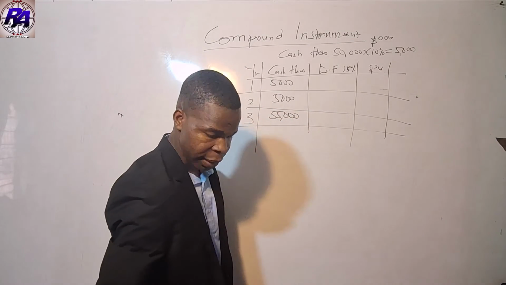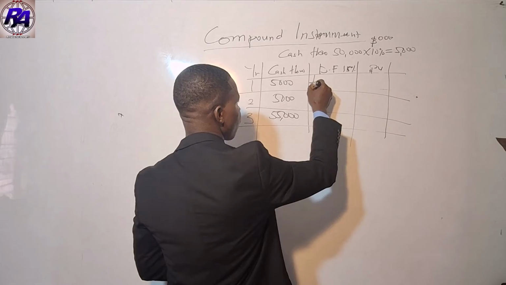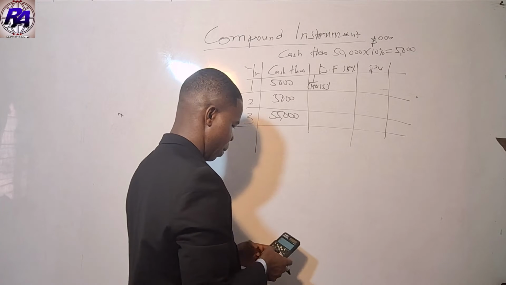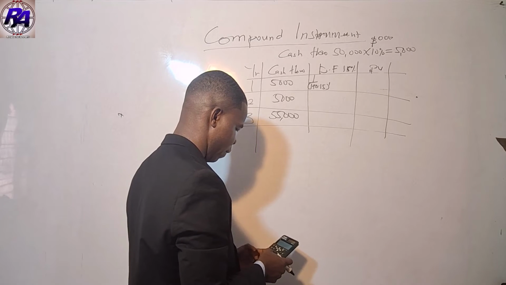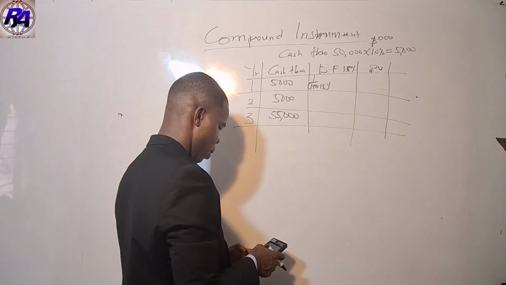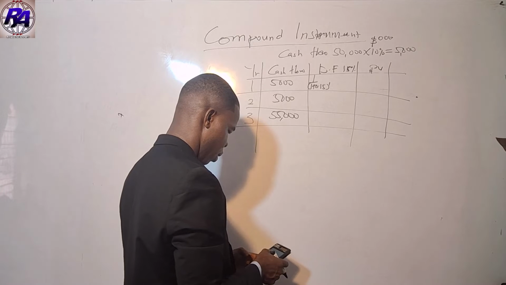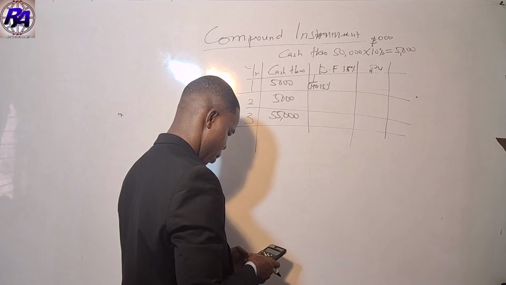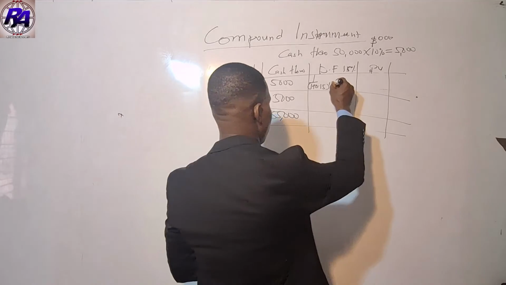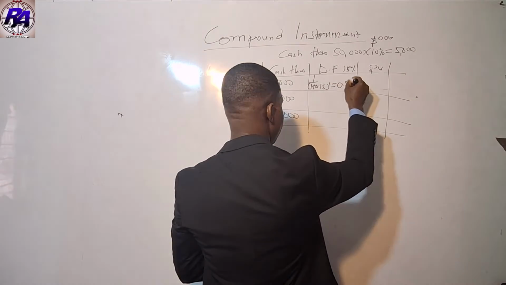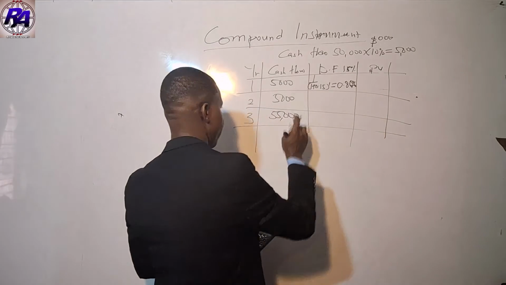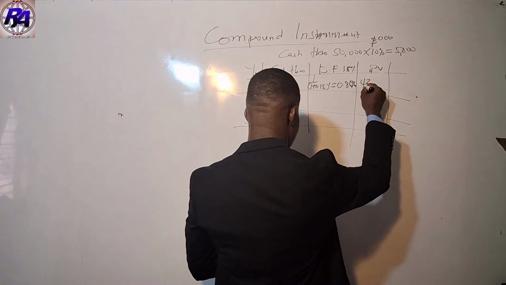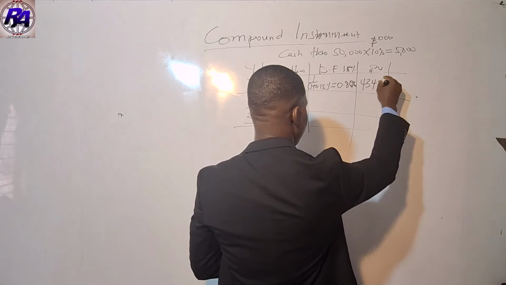All right, so let's start. This is going to be 1 divided by 1 plus 0.15 all raised to the power 1. So 1 divided by 1 plus 0.15 raised to the power 1. This is going to be, leaving it at four decimal places, 0.8696. So we multiply it by the 5,000, and we are getting 4,348, leaving it at a whole number.